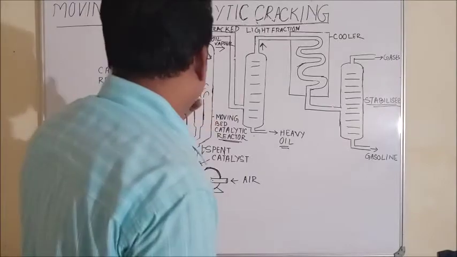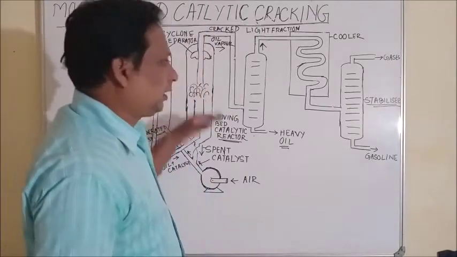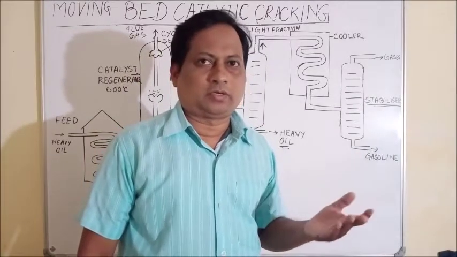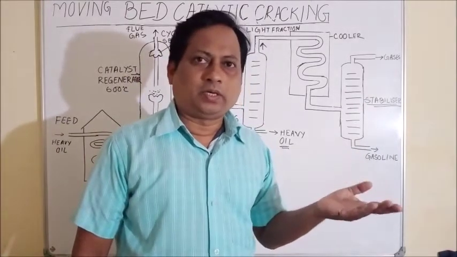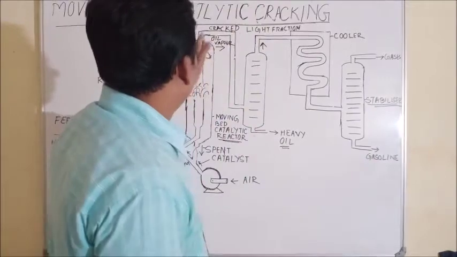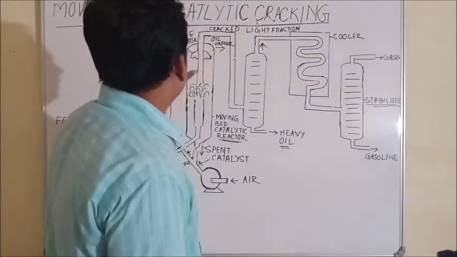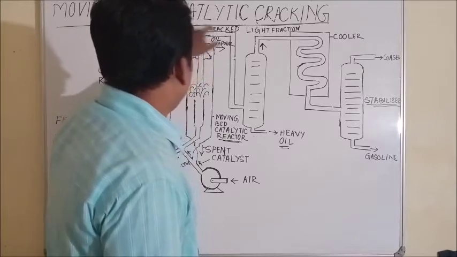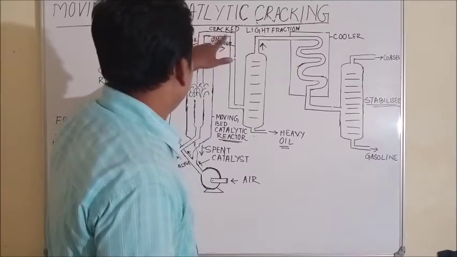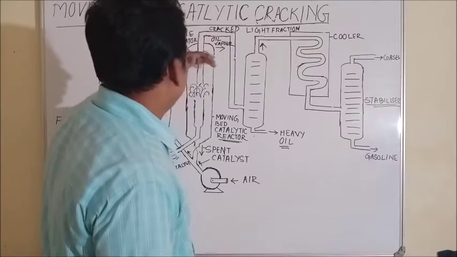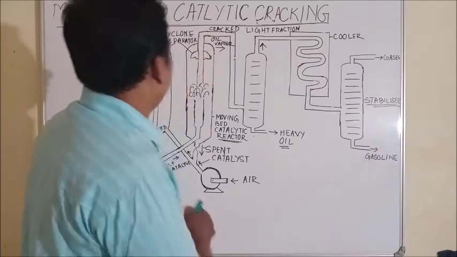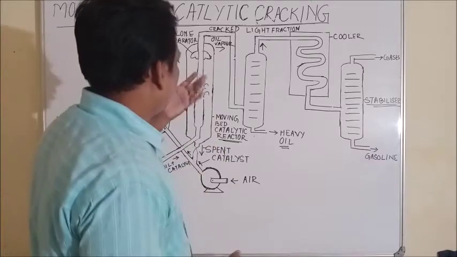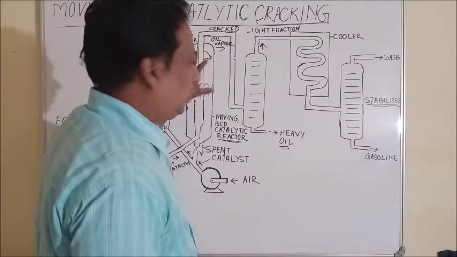Now after cracking, the catalyst becomes exhausted. After cracking the oil, the cracked vapors go away. So this is your cyclone separator. Here there are two cyclone separators. They separate the oil: the oil goes to the top, but the catalyst cannot go. The exhausted catalyst falls down and cannot go out.